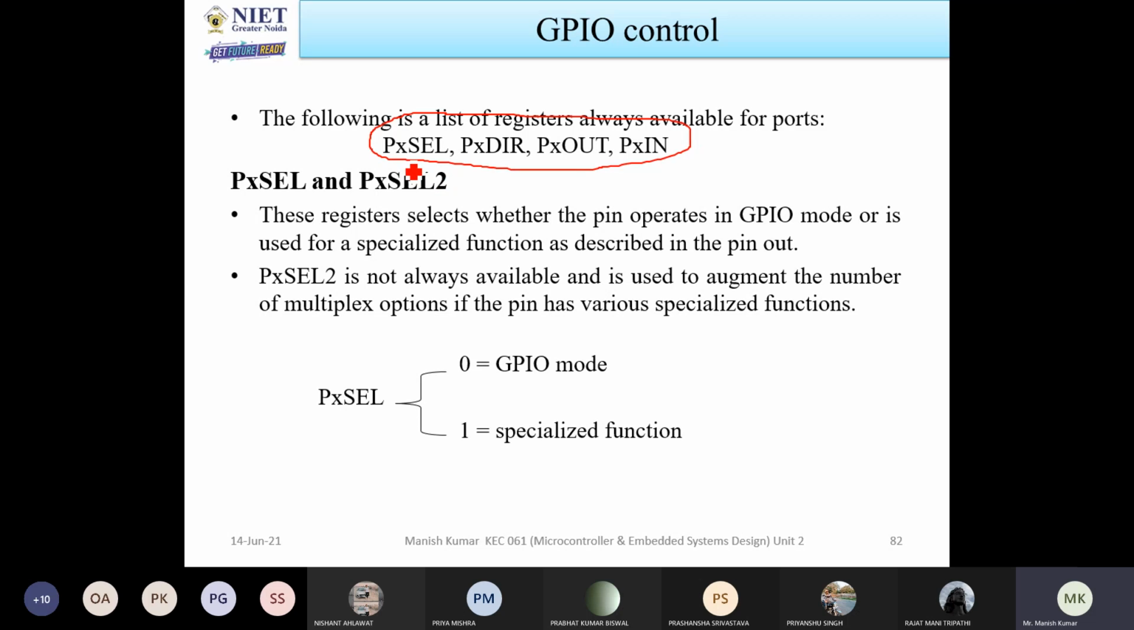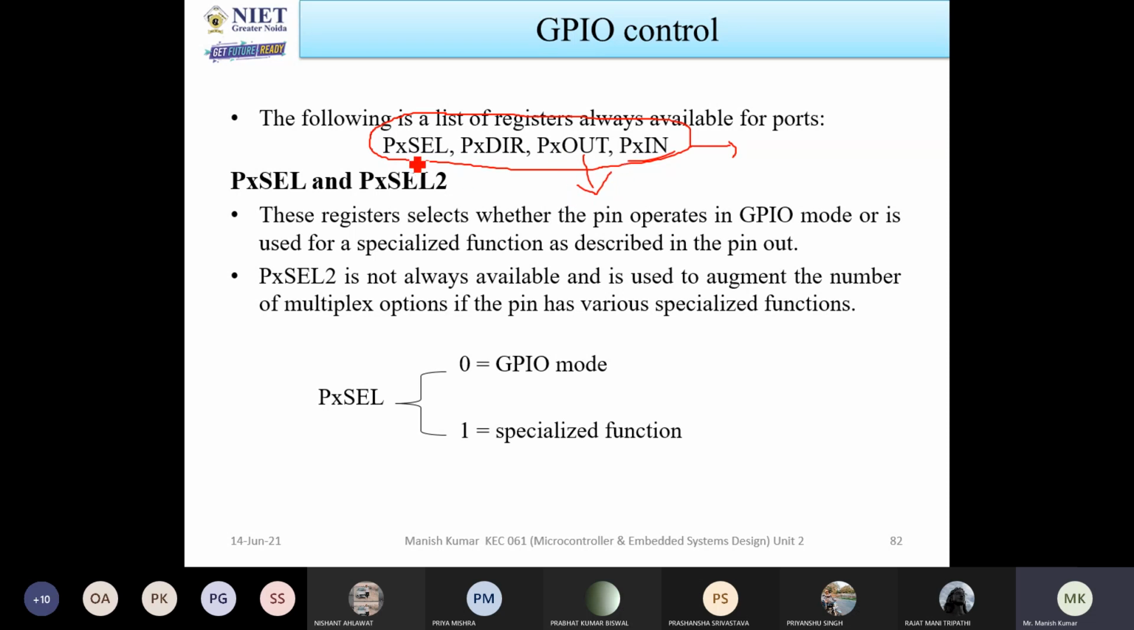That is called PX select, ACL select, PX DIR, that is called port direction, PX out, port out pins, PX in, port in pins. PX out and PX in are used for the input-output devices. When you want to interface any input devices, if you want to send the data, then you can use PX in pins. And if you want to interface the output devices, then you can use PX out pins.